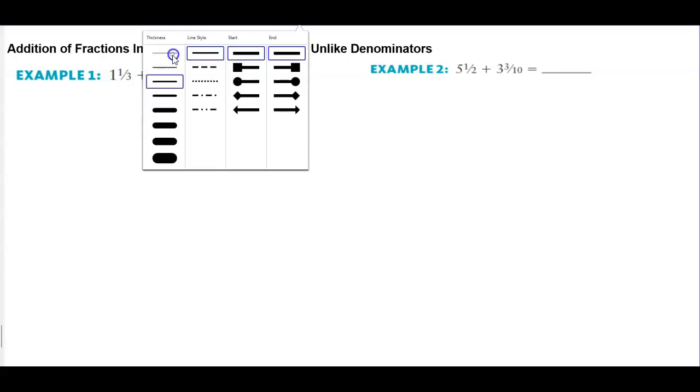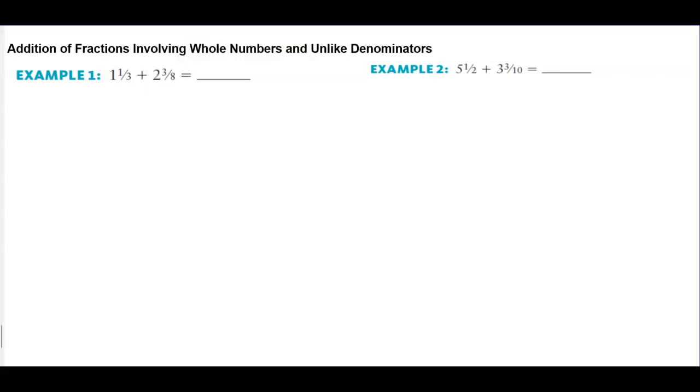Adding fractions involving whole numbers and unlike denominators. So let's first take a look and rewrite these fractions. If you notice here, we want to find the least common denominator between 3 and 8. So the first thing we want to do is find the LCD between 3 and 8. Well, if you notice, 3 doesn't have anything in common with 8. So 3 times 8 is going to give us 24. So therefore, the LCD is going to be 24.